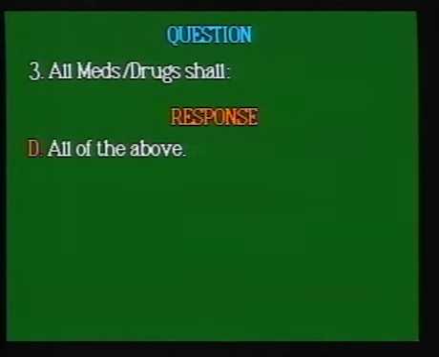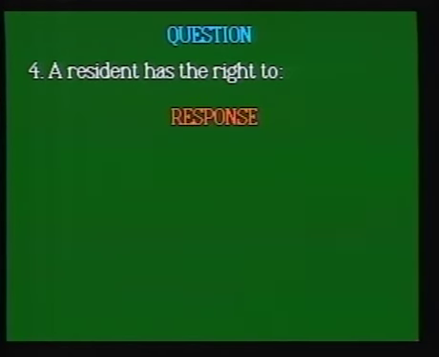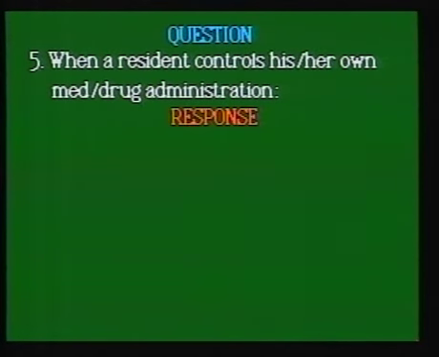3, all drugs shall, D, all of the above, be labeled by a pharmacist, remain in the package until given to the resident, and have a physician's order. 4, a resident has the right to D, all of the above, receive medications in privacy, choose his or her own pharmacy, and be free from drugs and medications used as punishment for convenience of the staff. 5, when a resident controls his or her own drug administration, the answer is C.